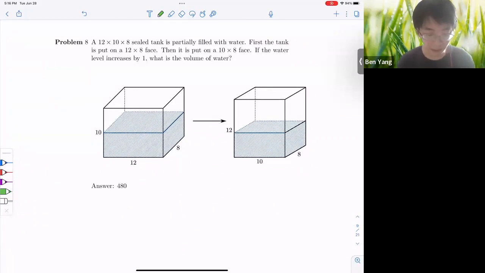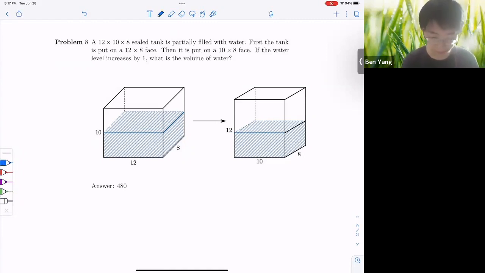A 12 by 10 by 8 sealed tank is partially filled with water. First the tank is put on a 12 by 8 face, then it's put on a 10 by 8 face. If the water level increases by 1, then what's the volume of the water? Cool. Guess it's a perfect time to set up some equation using the volume of the water.